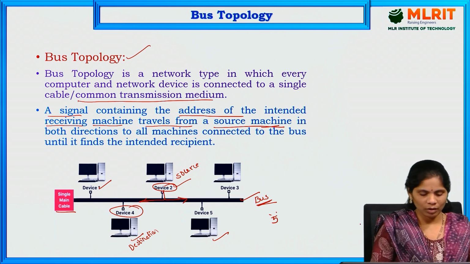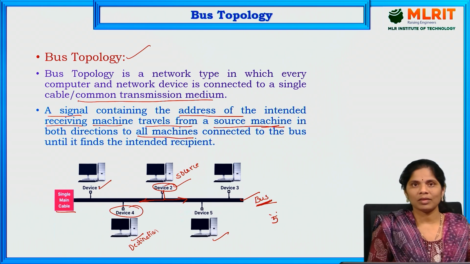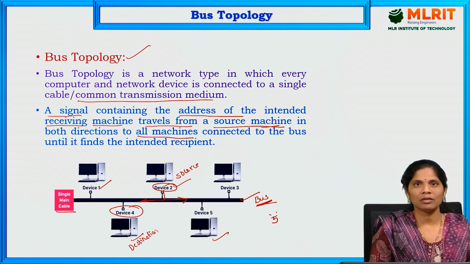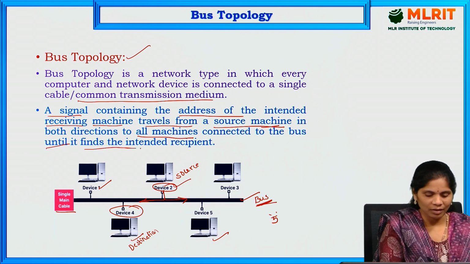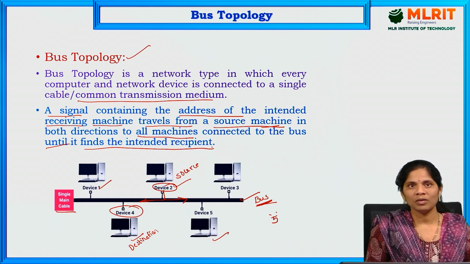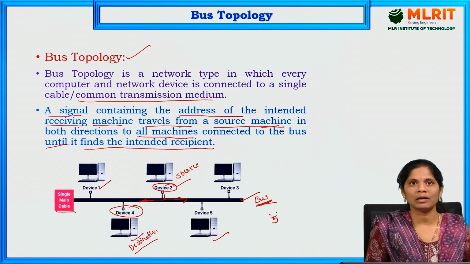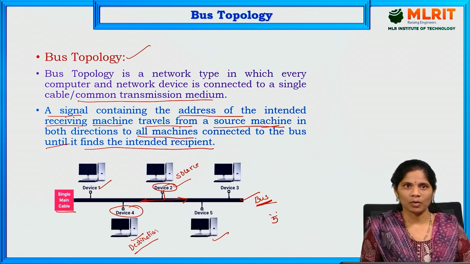In both directions, through this cable to all the machines, the data is transferred along the bus until it finds the intended recipient. Who is the intended recipient here? The destination is device 4. Until reaching device 4, the signal keeps being transferred. That is called bus topology.